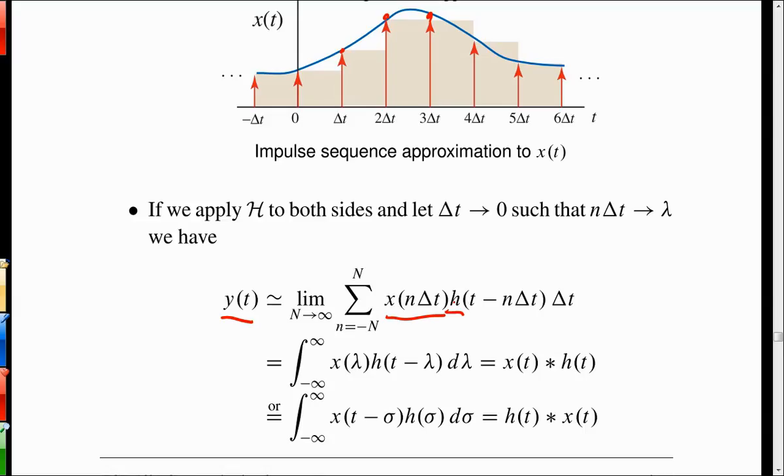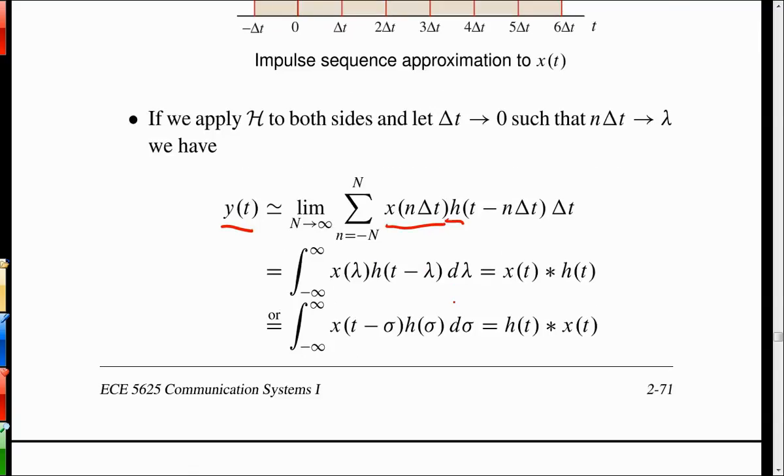What are we proving? We're just proving that to get the output of a system, given the input and the impulse response, is the convolution integral. So we're proving this right here.